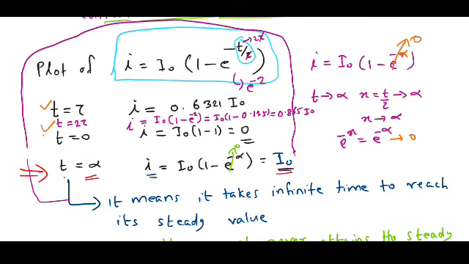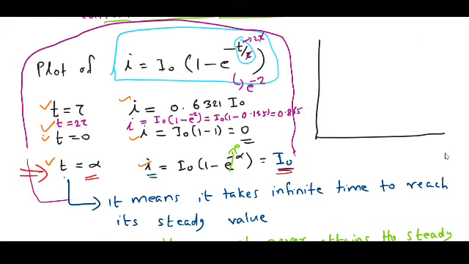if you plot the time on the x-axis and the current on the y-axis, what will be the plot? On the x-axis, this is the time in milliseconds, and on the y-axis we have the current I, and this is the maximum steady value of the current. At time t is equal to 0, current I is equal to 0, that is this starting point.